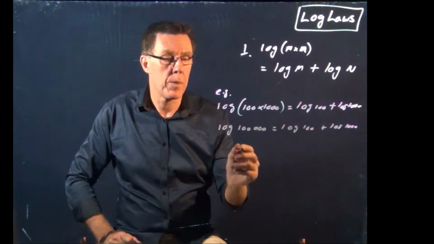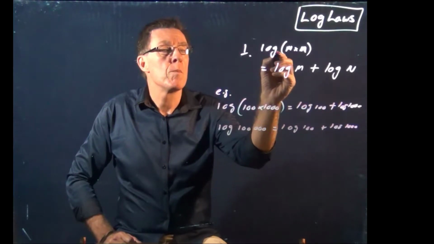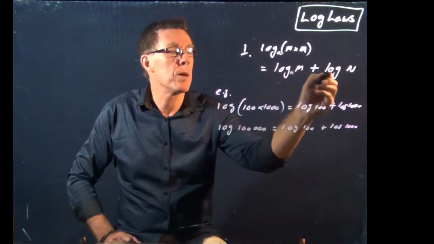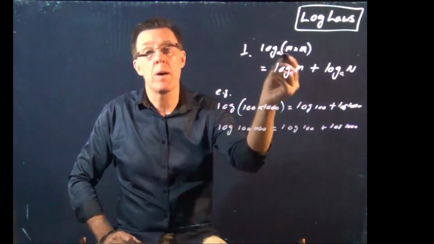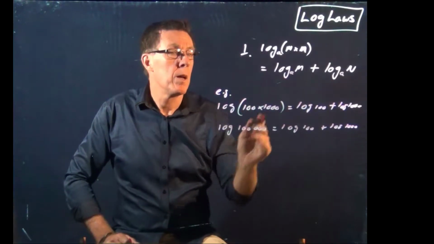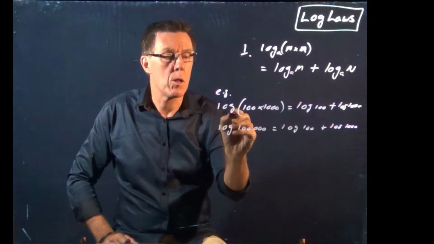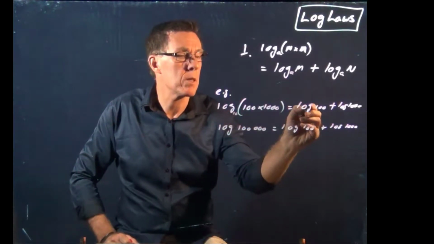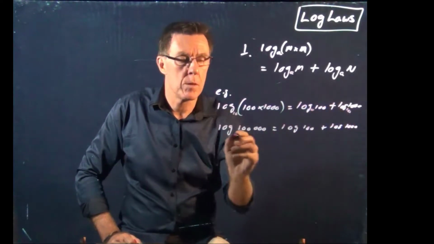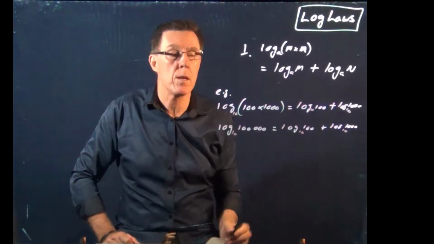Let's have a look. Now, by the way, I should have added up here in the rule that I can choose any base that I want. So it could be base 10, it could be base 2, it could be base 5, it doesn't matter. Now, I'm going to make this logs base 10. This is going to make my life a little easier. So that's going to be logs base 10, logs base 10, and logs base 10.